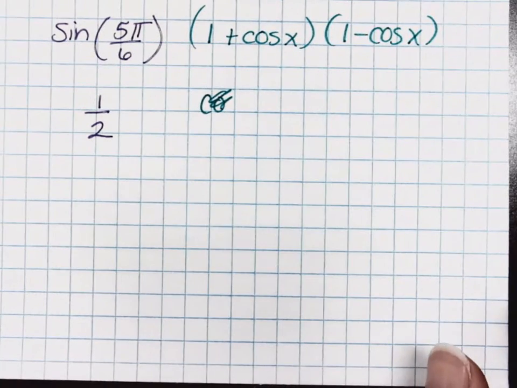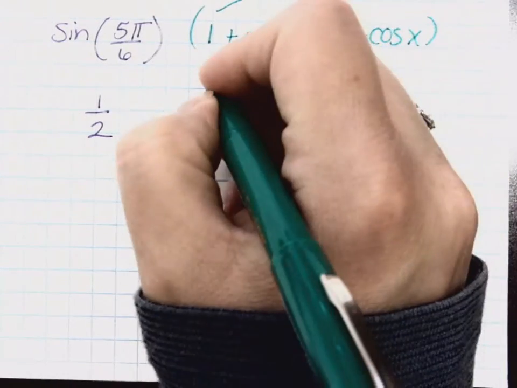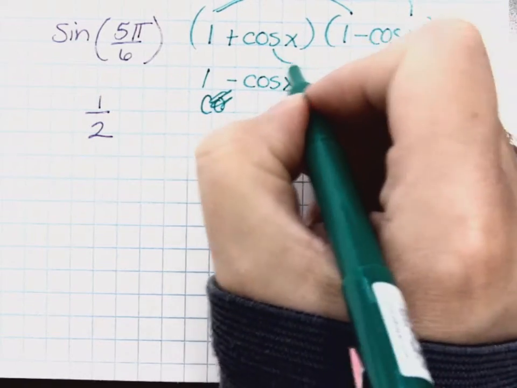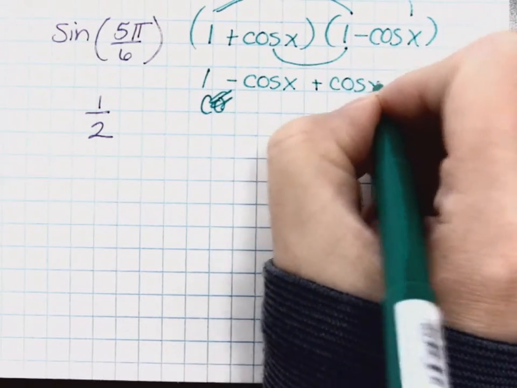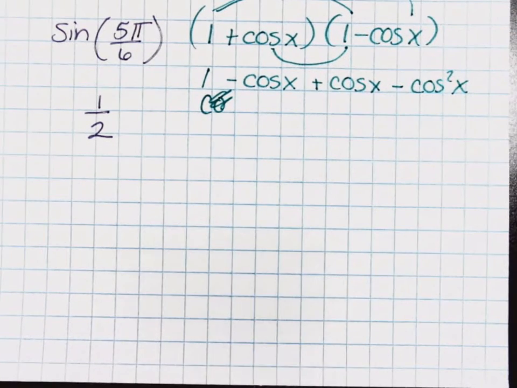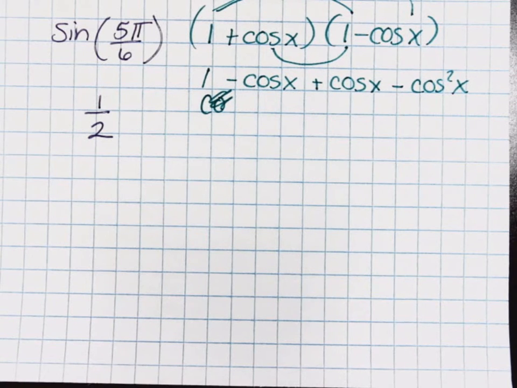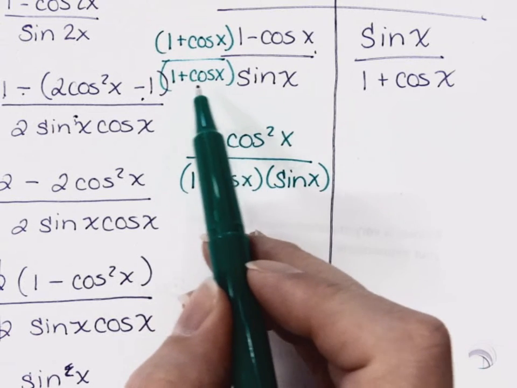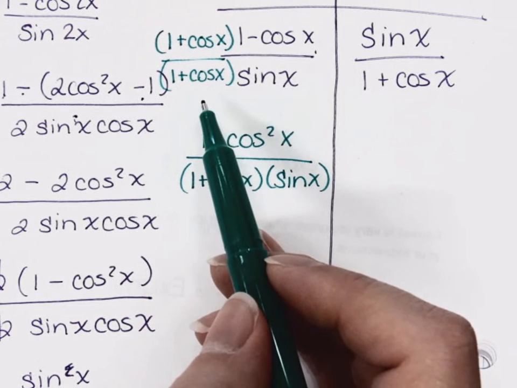So Tirth, I'm multiplying for you, right? 1 times 1 is 1. 1 times negative cos x is negative cos x. Cos x times a positive 1 is cos x. And cos x times negative cos x is going to be a negative cos squared x. So when I simplify, those middle terms cancel each other out. So we've just got a little bit of experience with difference of squares multiplying. You don't have to show the step if you don't want to. So ladies and gentlemen, the difference of squares partner has a name and it's called the conjugate.